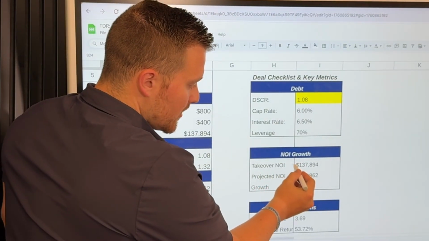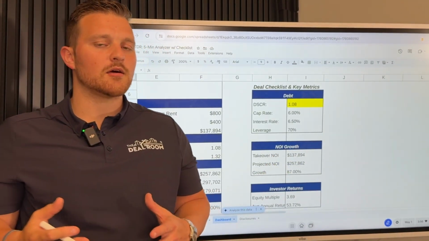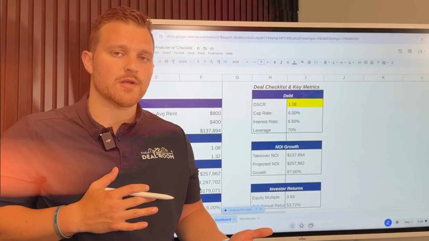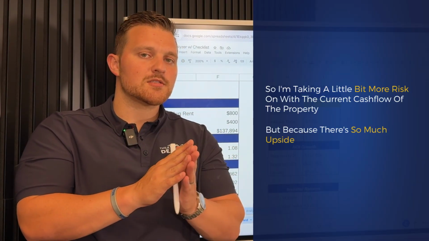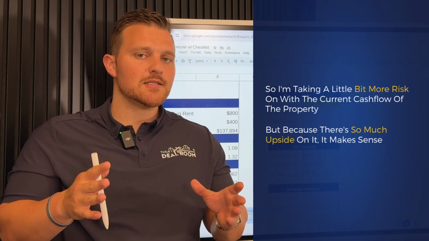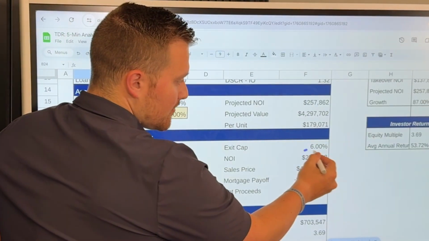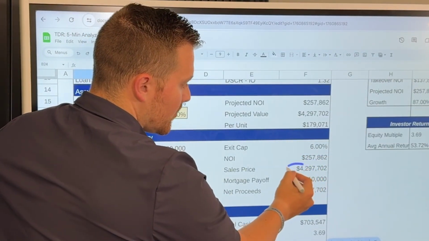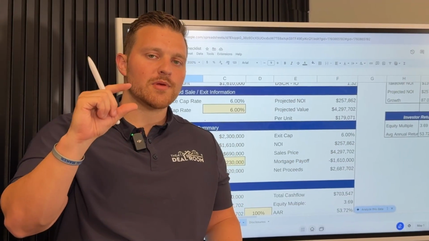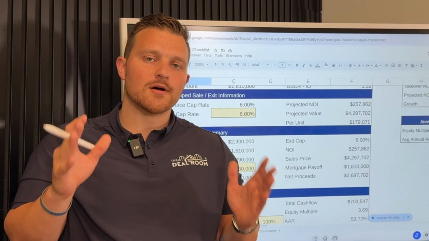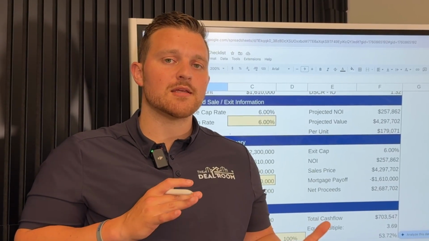The NOI is 130 going to 260, and it's an 87% growth on the net income, which is massive in comparison to the last one. So I'm taking a little bit more risk on with the current cash flow of the property, but because there's so much upside on it, it makes sense. Now let's confirm it by looking at the actual returns. Again, we'd sell at a 6 cap, take our future NOI, and we're getting a value of $4.3 million. So in this case, because we got in at a little bit less of a purchase price and we had a lot more upside on it, we actually made more money on this deal, and you want to if you're going to be taking on that type of risk.